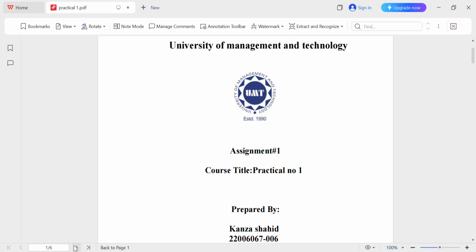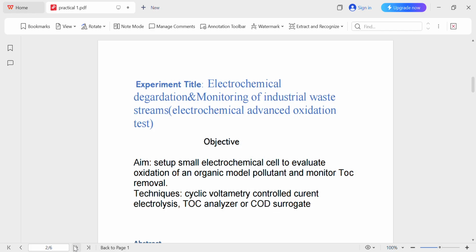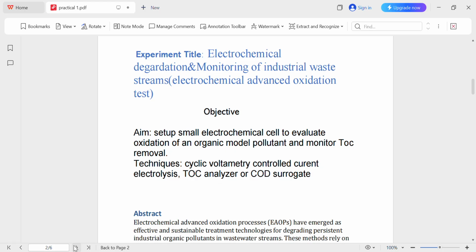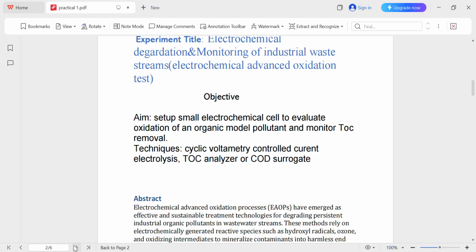Today my topic of presentation is electrochemical degradation and the monitoring of industrial waste streams. Electrochemical advanced oxidation test. Objective: set up small electrochemical cells to evaluate the oxidation of organic model pollutants and monitor the TOC removal. Technique: cyclic voltammetry, controlled current electrolysis, TOC analyzer and COD surrogates.